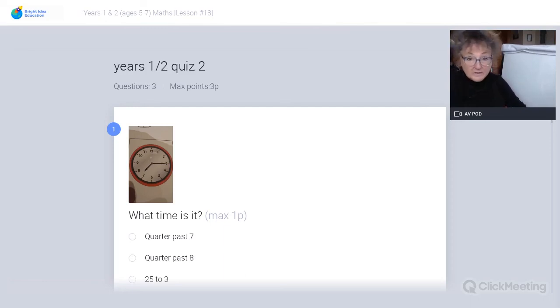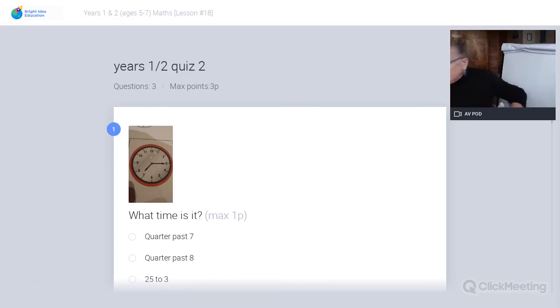So here we're going to be looking at quarter past and quarter to in this one. So remember, quarter past, quarter to. Now, not everybody's got the right timing on this. Look at the hour, okay? It's quarter past, but what hour has it just gone past?